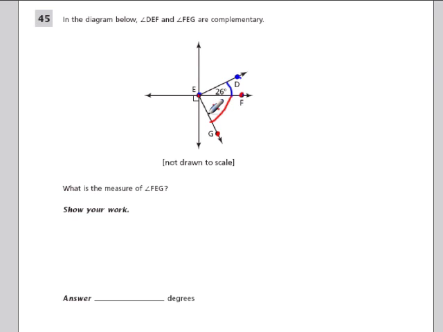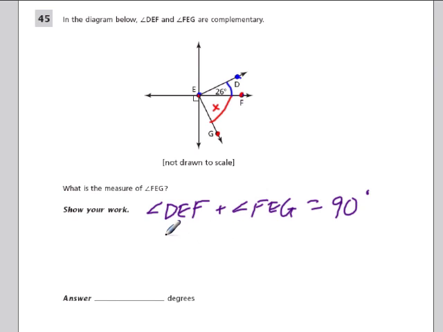We don't know what it is, but we know that this blue angle and red angle are complementary, which means that if I add them up, I get 90 degrees. Complementary is for 90 degrees. So what is the measure? They ask here, what is the measure of FEG? And show your work. Well, let's add this up. Angle DEF, I would write that. That's our first angle, plus angle FEG. They're complementary, so we know they have to equal 90 degrees when I add them.